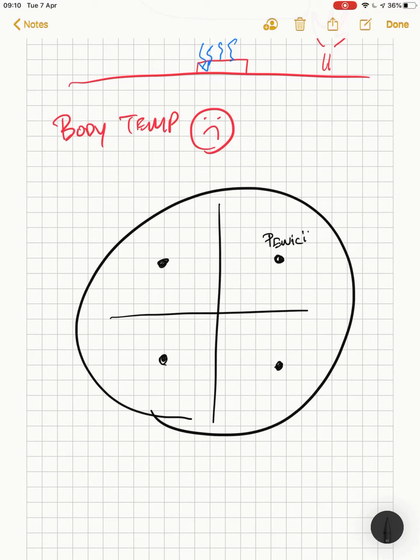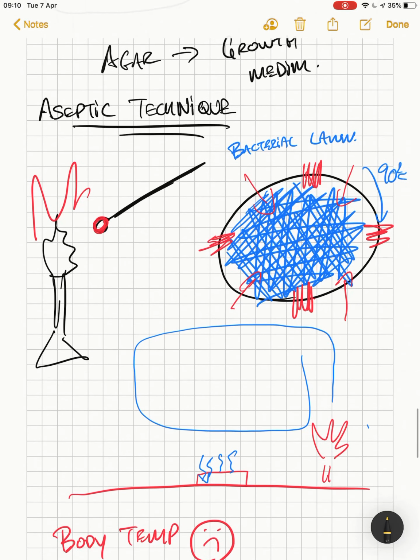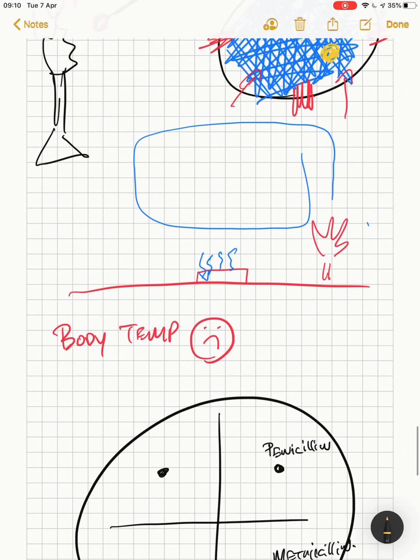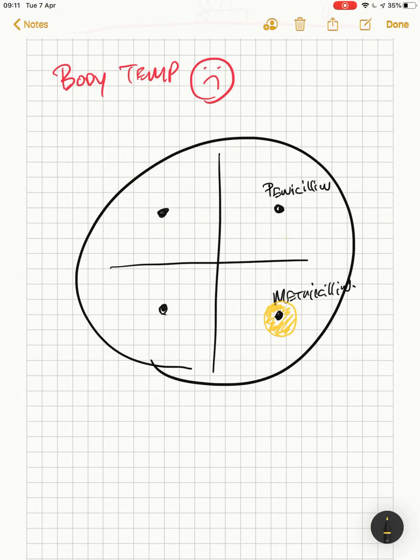So this might be penicillin, and potentially this might be something like methicillin, something else. And we place these different antibiotics, and what we're doing is we're trying to see what the size of the clear zone is around the outside of the antibiotic disc. So if there's a clear zone around the outside, that means no bacteria have been able to grow. So the antibiotic has killed those bacteria, and we can see how effective the antibiotic is based on the size of the clear zone.